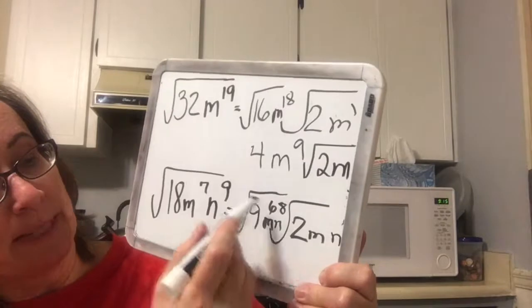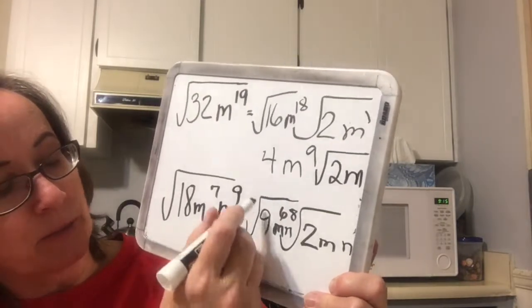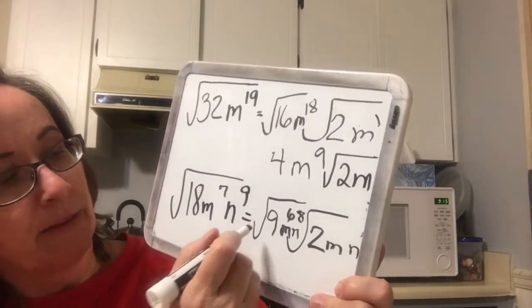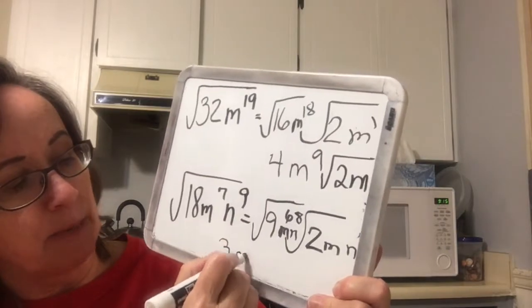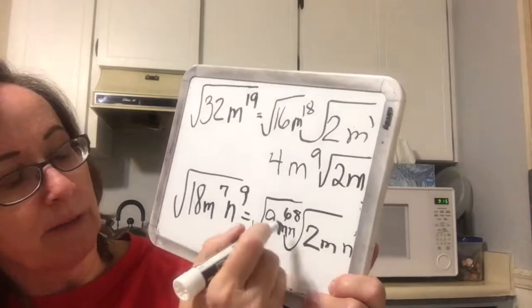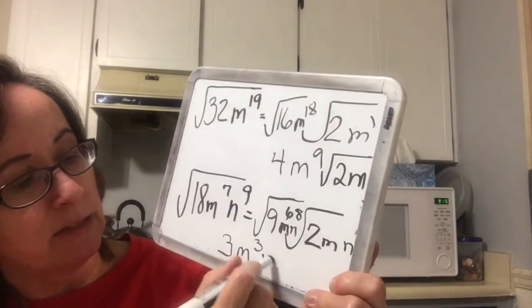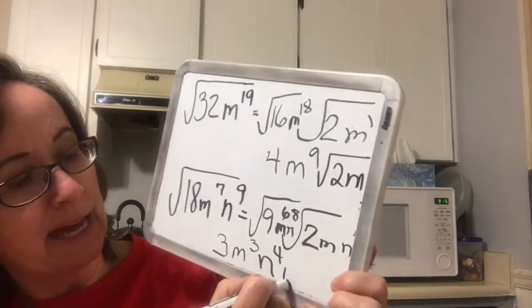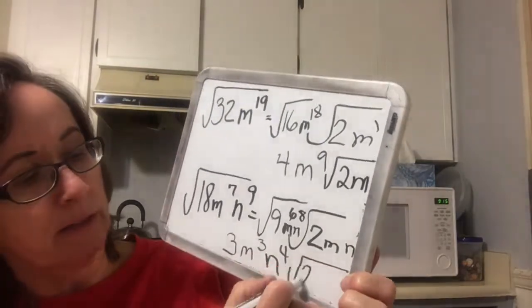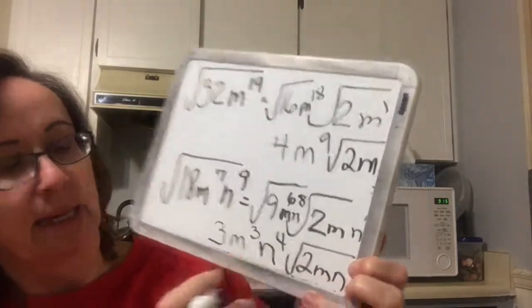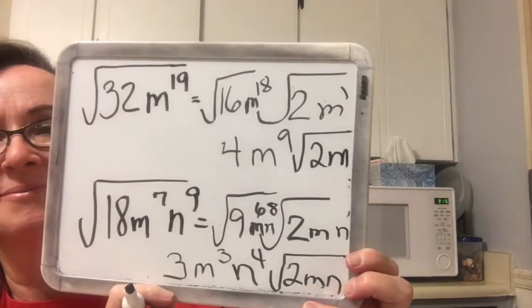So this one comes out of the radical as the square root of 9 is 3. The square root of m to the 6th is m cubed. The square root of n to the 8th is n to the 4th. And then I tack on my remaining radical, m n radical.